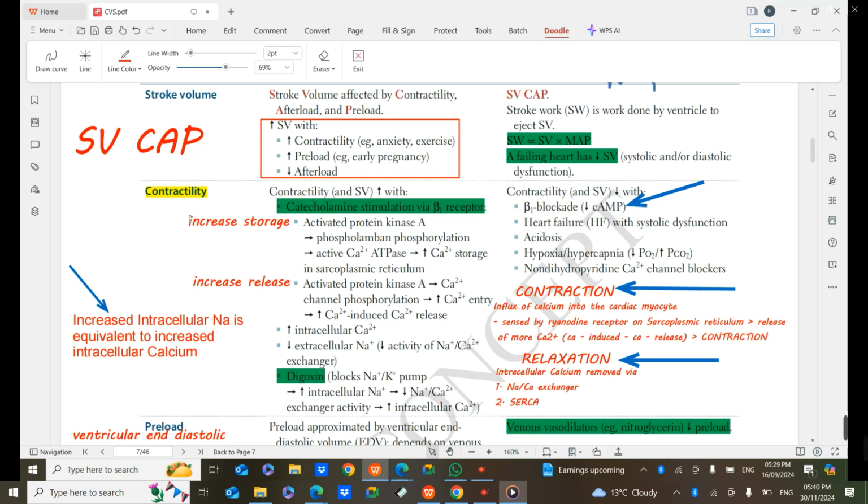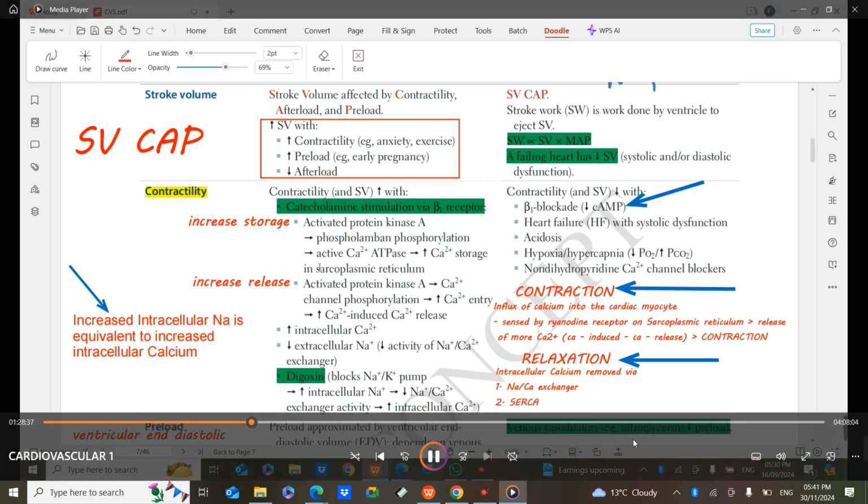If that is the case, we are going to divide this into two categories: a situation where we load and store calcium, and a situation where we release calcium. These are the categories of questions you are going to have with respect to contractility. We need to store calcium so that when we need it to cause contraction, we have enough calcium that can be released. The more you save, the more you release.